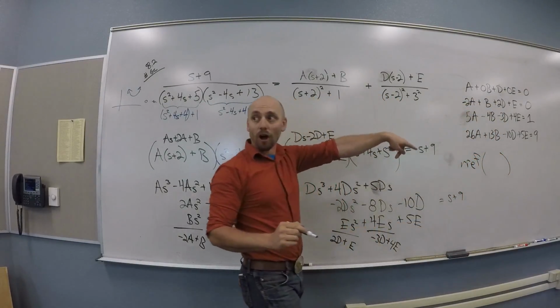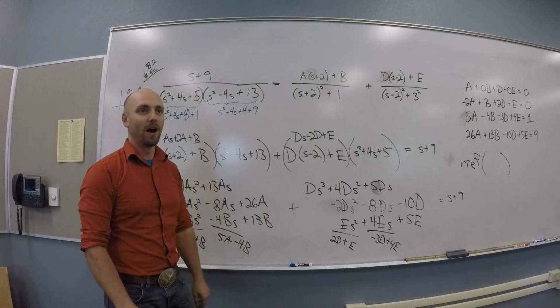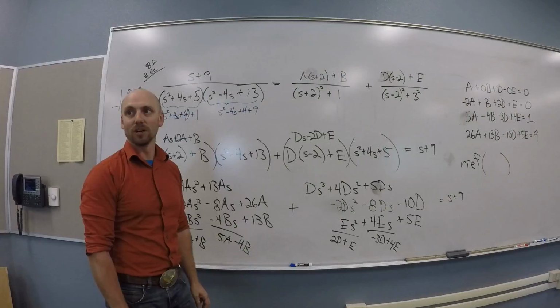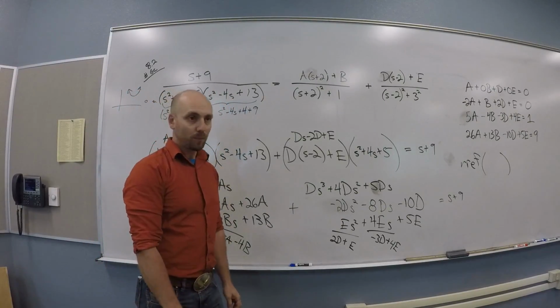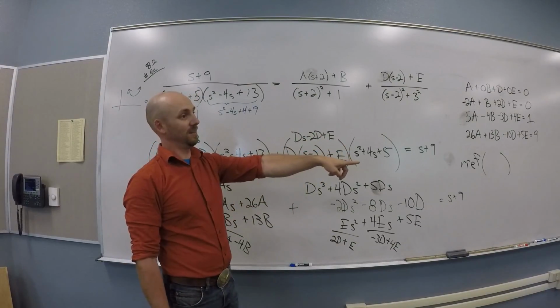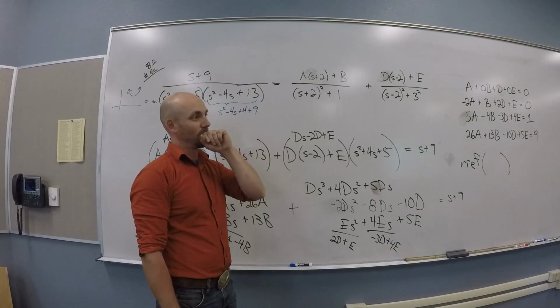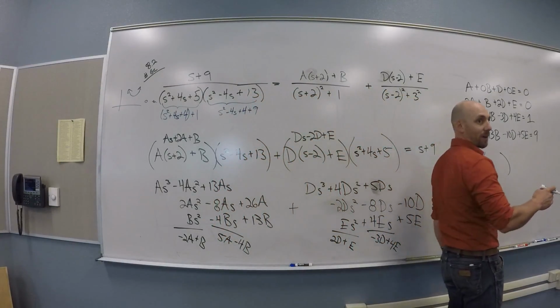So you're going to need to augment, right? So you're going to need to make a 4 by 5 matrix and dump all this in there. And then when you ref it, what are you going to get? Values for A, B, D, and E. Yeah, you're going to get, somebody got it?